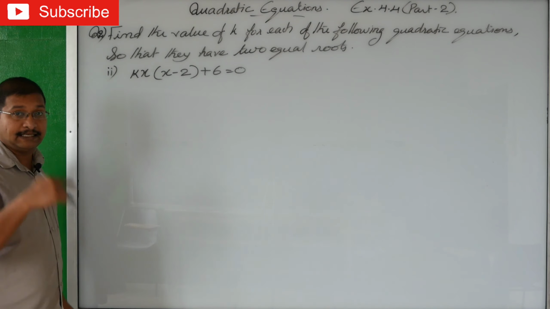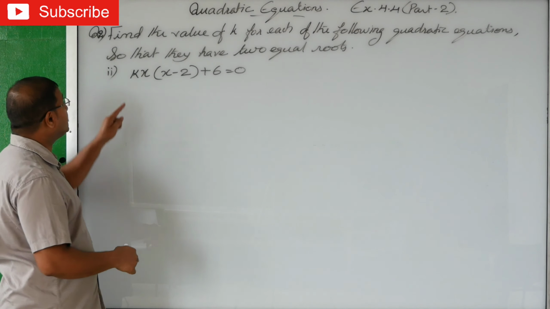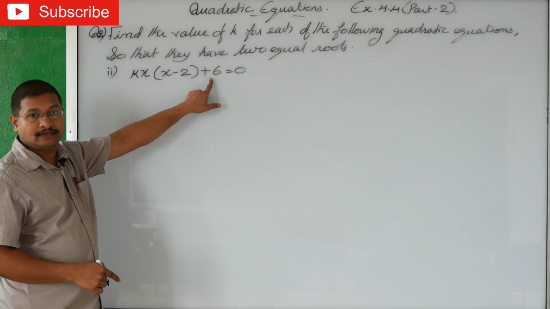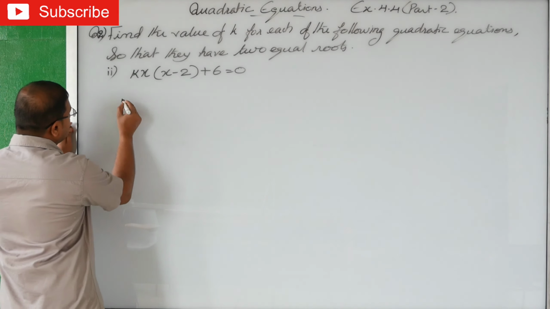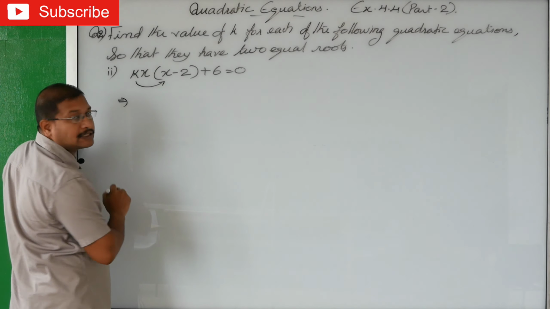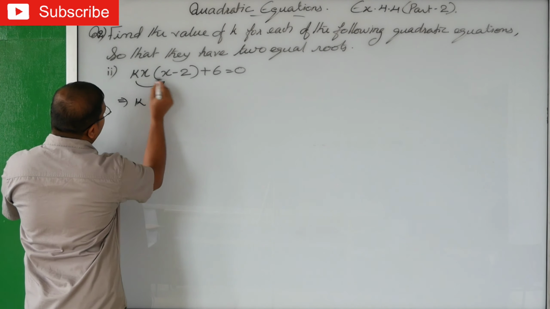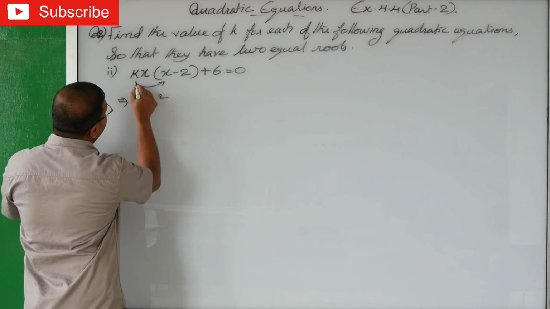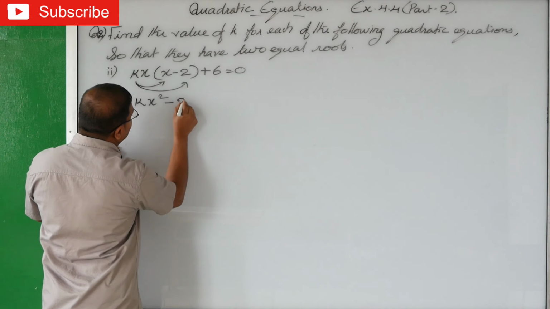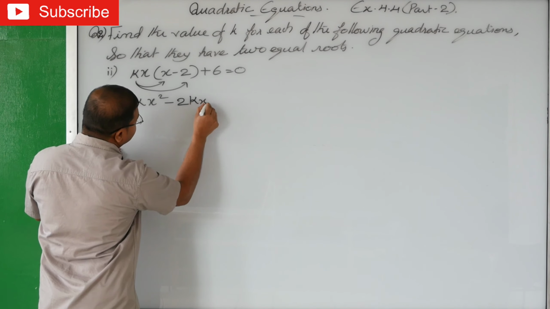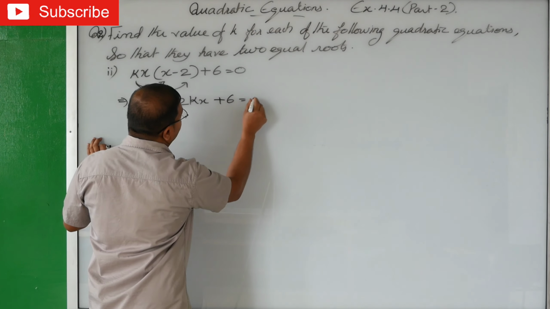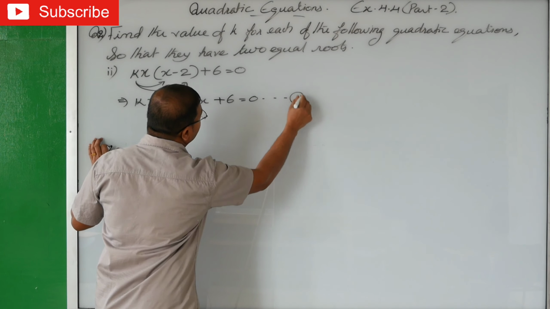Okay. Let us see the second question, that is kx into x minus 2 plus 6 equal to 0. So what will you do first? This implies we have to open it. Kx into x, x into x, x square. Then again kx into minus 2, that is minus 2kx. Ready? After that, plus 6 equal to 0. This is equation number 1.